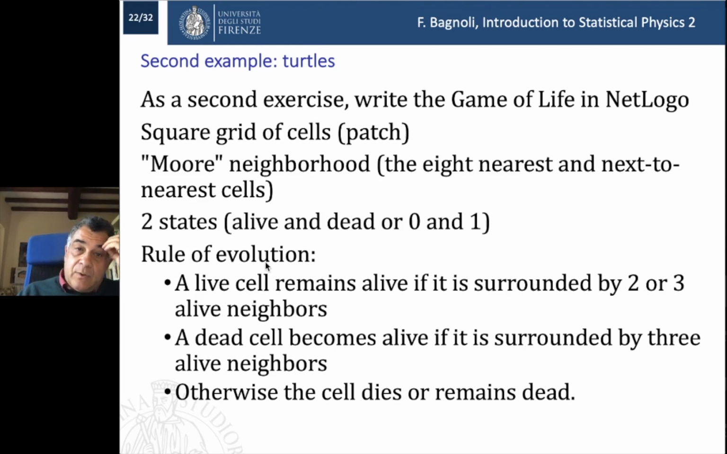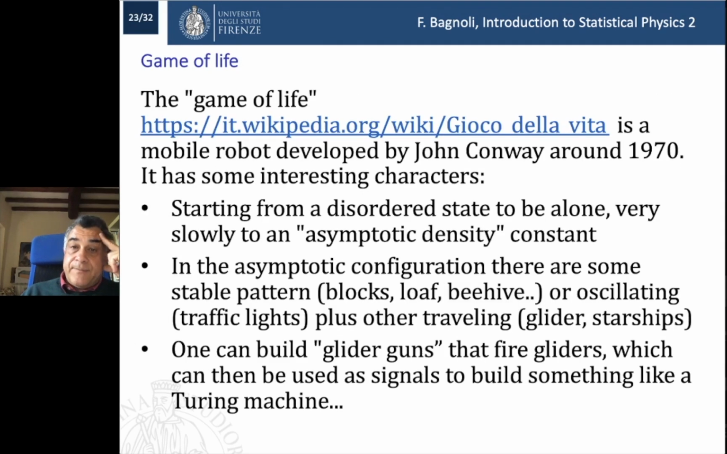And so in this world, we have two states, and they are alive or dead. And the rule of evolution is that a live cell remains alive if it is surrounded by 2 or 3 alive neighbors. A dead cell becomes alive only if it is surrounded by 3 live neighbors. And otherwise, the cell dies.